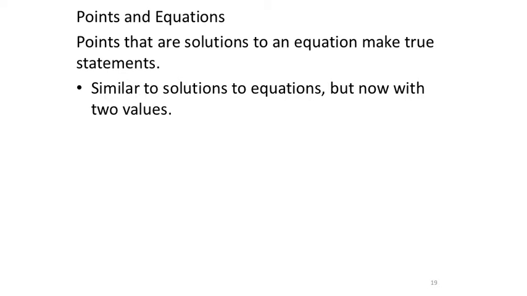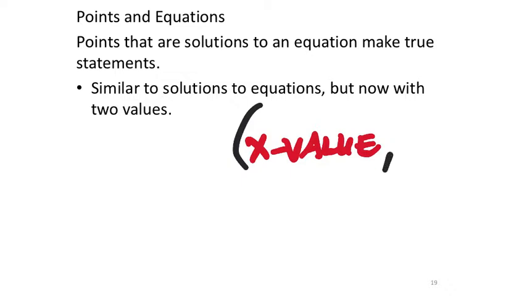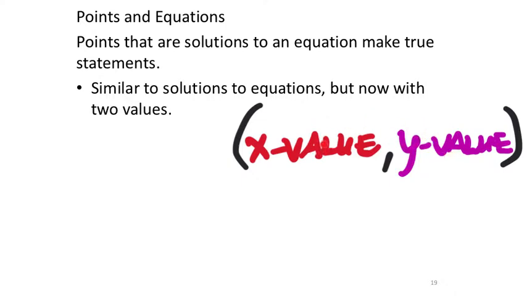Now remember, in an ordered pair, you have the parentheses, and then you'd have an x value, and then you'd have a comma, then the y value. And that would close the parentheses. Something like this. So the x and y values in an ordered pair need to make whatever the equation is true, right?